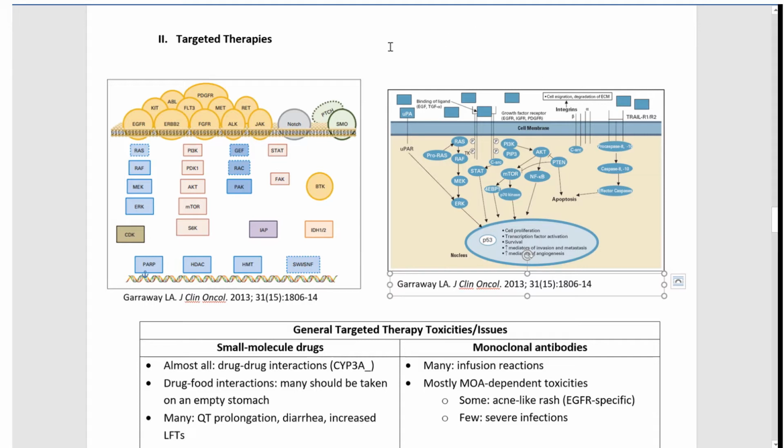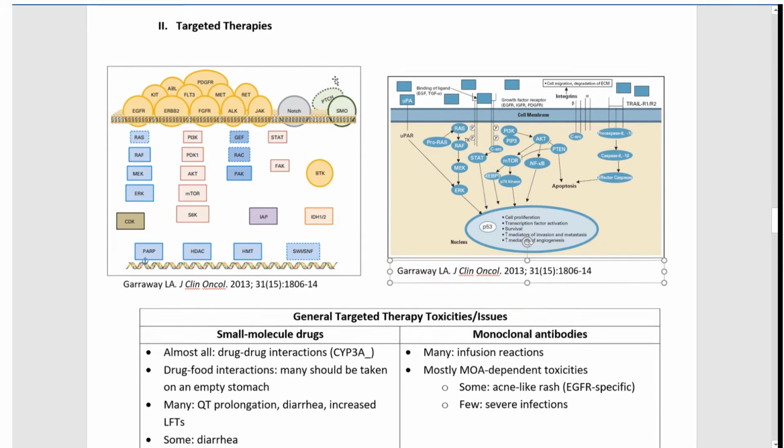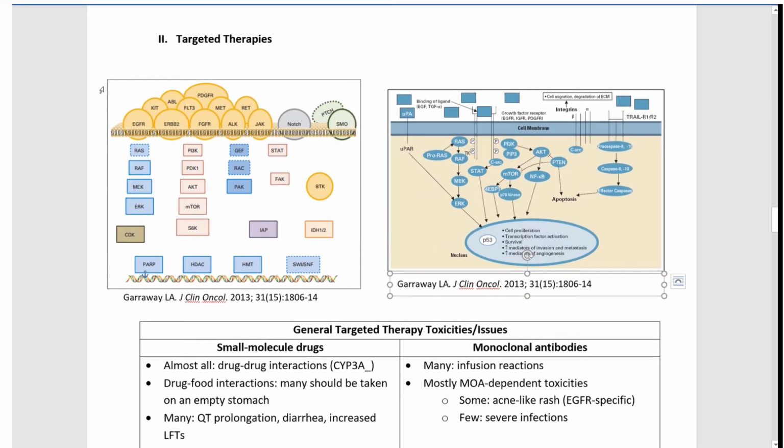And with targeted therapies, what we're really talking about again is the targeting of specific proteins or enzymes that are involved in cell proliferation, transcription factor activation, survival, mediators of invasion and metastasis, and mediators of angiogenesis. So this pathway right here, all the way getting down to the nucleus.